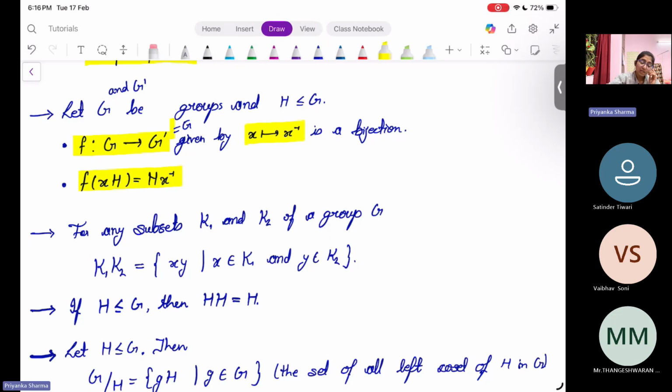So this is a way by which we can say that there is a one-to-one correspondence between left cosets and right cosets.